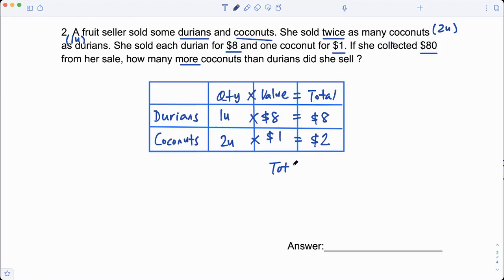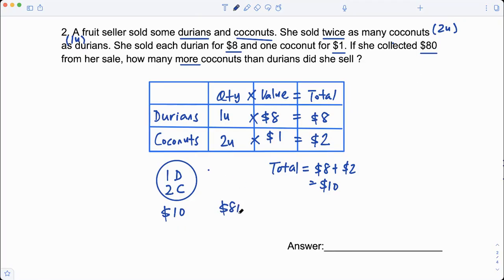Hence, for every set that consists of 1 durian and 2 coconuts, it is sold for $8 plus $2, which is $10. One set of durian and 2 coconuts is sold for $10. She collected $80 from her sale. We use the total amount collected from her sale, which is 80, divided by $10, which is the price for one set. We get 8 sets.